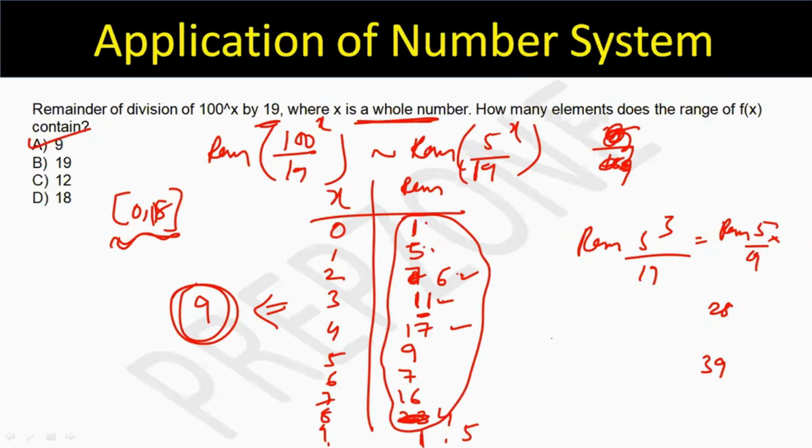16 plus 7 is 23. So 23 में से I will just subtract 19. It's 4. And then again, 16 plus 4 is 20. 20 is nothing but 1, and then the entire cycle repeats. Total unique values कितना हुआ? 9.